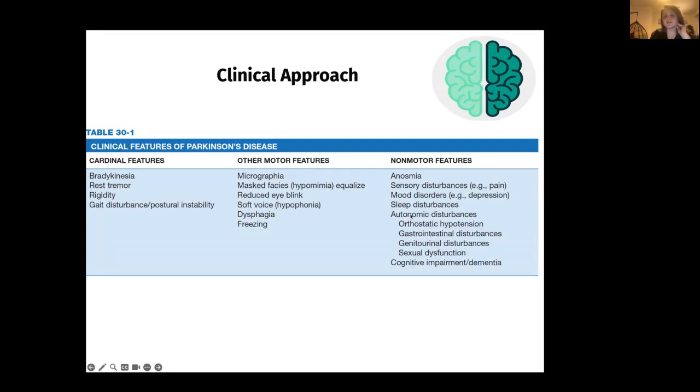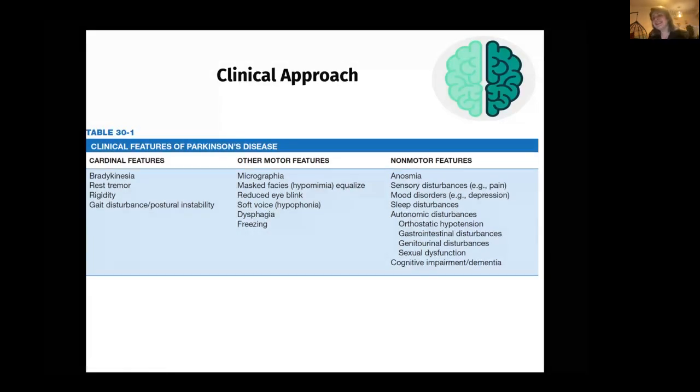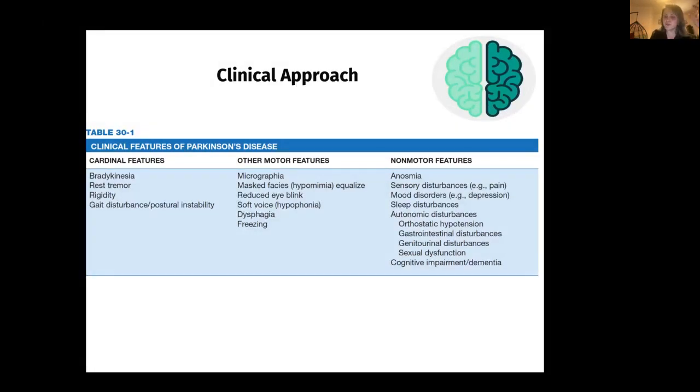Autonomic disturbances tend to occur later in the disease, but it is very important to be aware of them, to know how to treat them promptly and early. So things like orthostatic hypotension, gastrointestinal disturbances, genitourinary disturbances, and sexual dysfunction. These are all important bits that could occur later in the disease and are important to treat. Specifically the orthostatic hypotension, because it can impact their mobility further because of how dizzy they feel. So it's important to target it with the appropriate management accordingly.